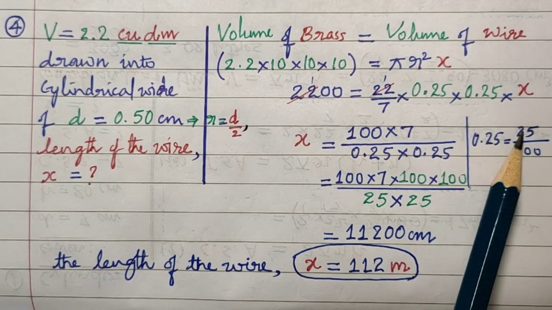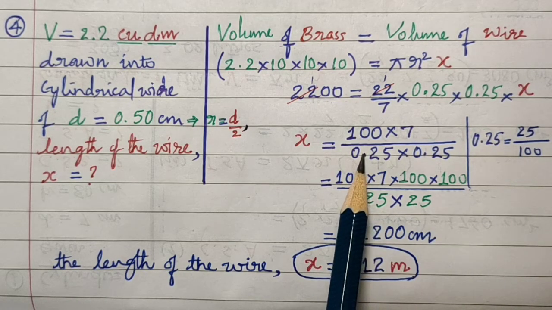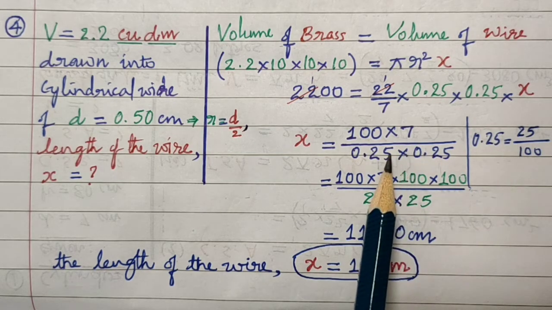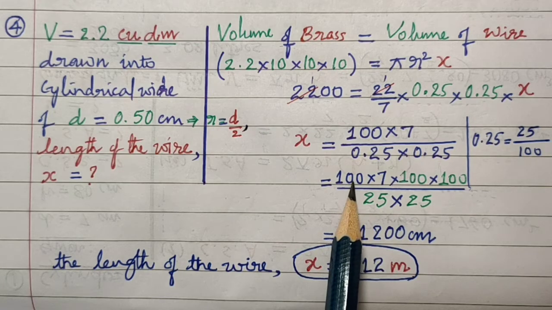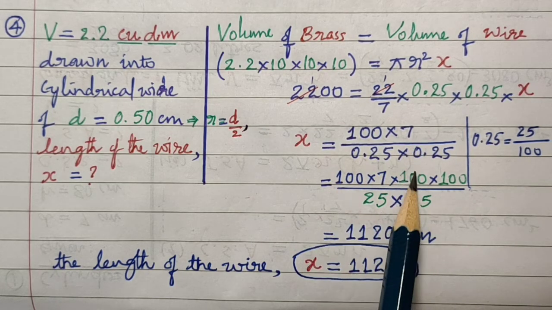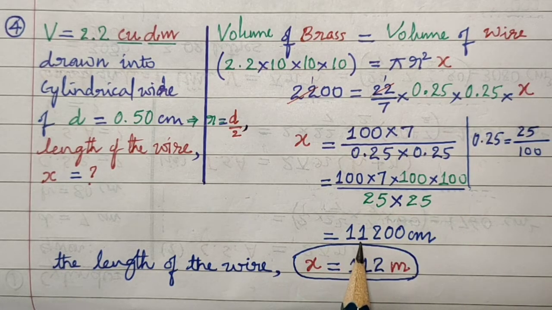So 0.25 can be written as 25 by 100. Wherever a decimal comes, we convert it into a whole number by multiplying or dividing. So that will become 100 into 7, this is 25 by 100. 100 goes up: 100 into 100 divided by 25 into 25. That is equal to 11,200 centimeters. Therefore, the length of the wire, when we convert it into meters, is 112 meters.